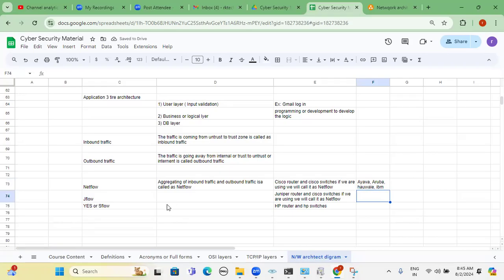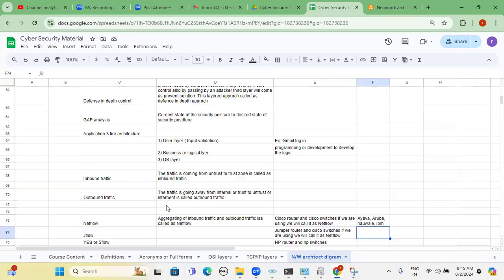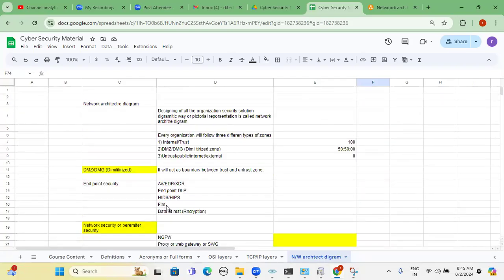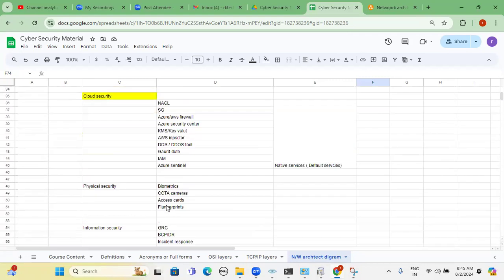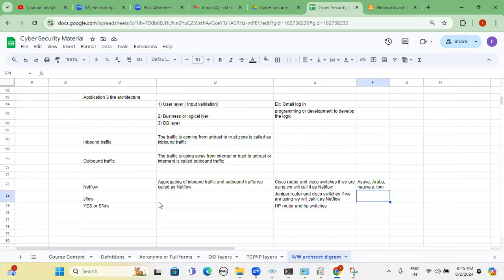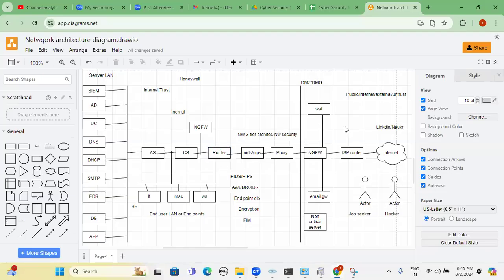Okay, so I think I completed. So this is, guys, the overall network architecture diagram. This is the way we can define the overall design, whether it is a startup company or an existing design. If you want to change, we can change that as well. For this, a couple of certifications are also there. So that is about the overall network architecture diagram.